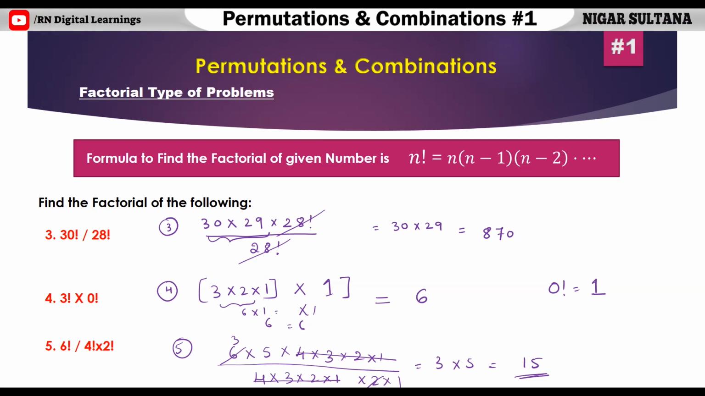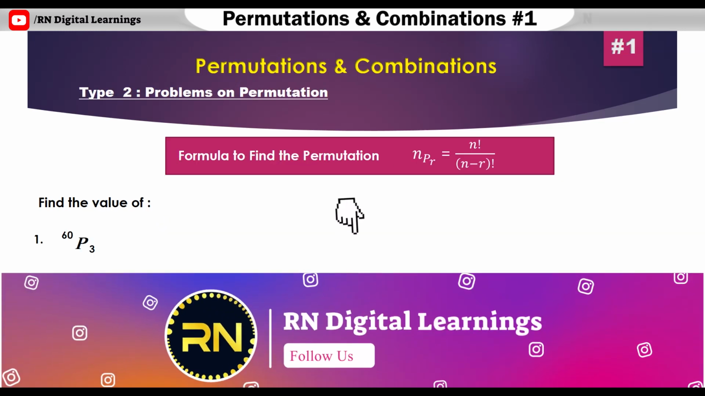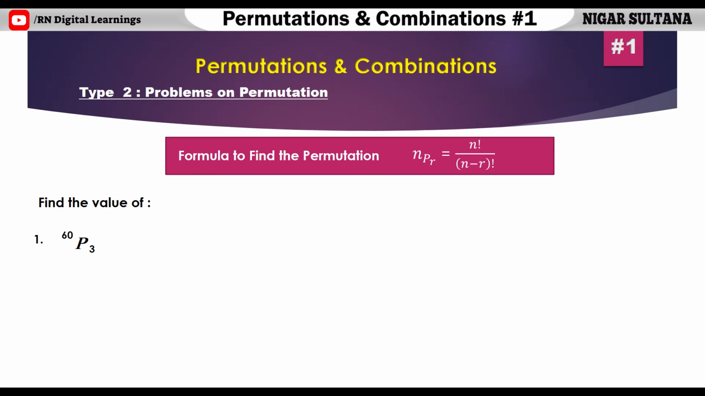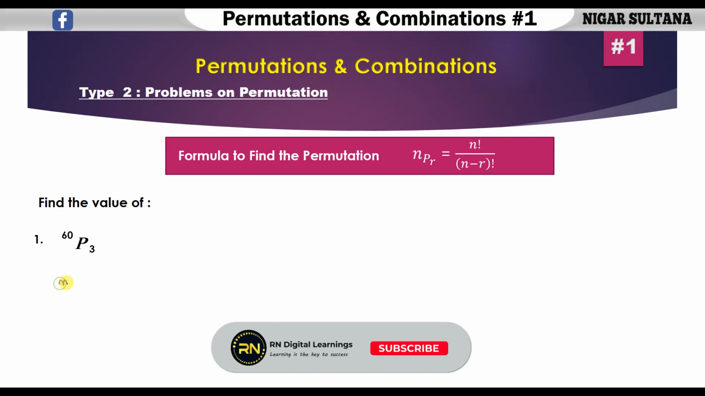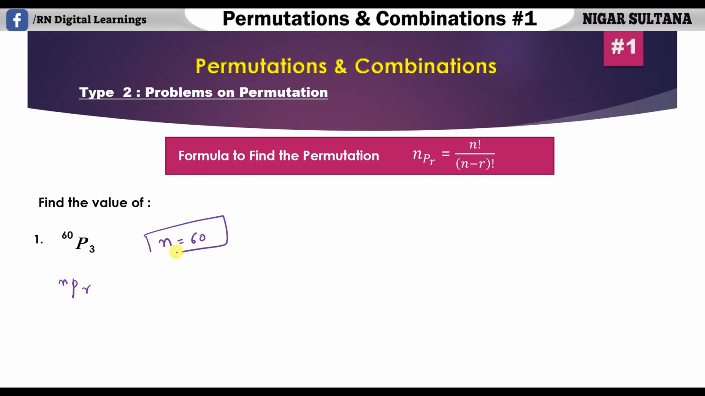Now if we know how to calculate the factorial, it's very easy to calculate the permutation. So this is the formula to calculate the permutation. Here nPr is equal to n factorial divided by (n minus r) the whole factorial. So what does n indicate? In this problem, the first is 60. This is in the form of nPr. n is equal to 60 and r is equal to 30.